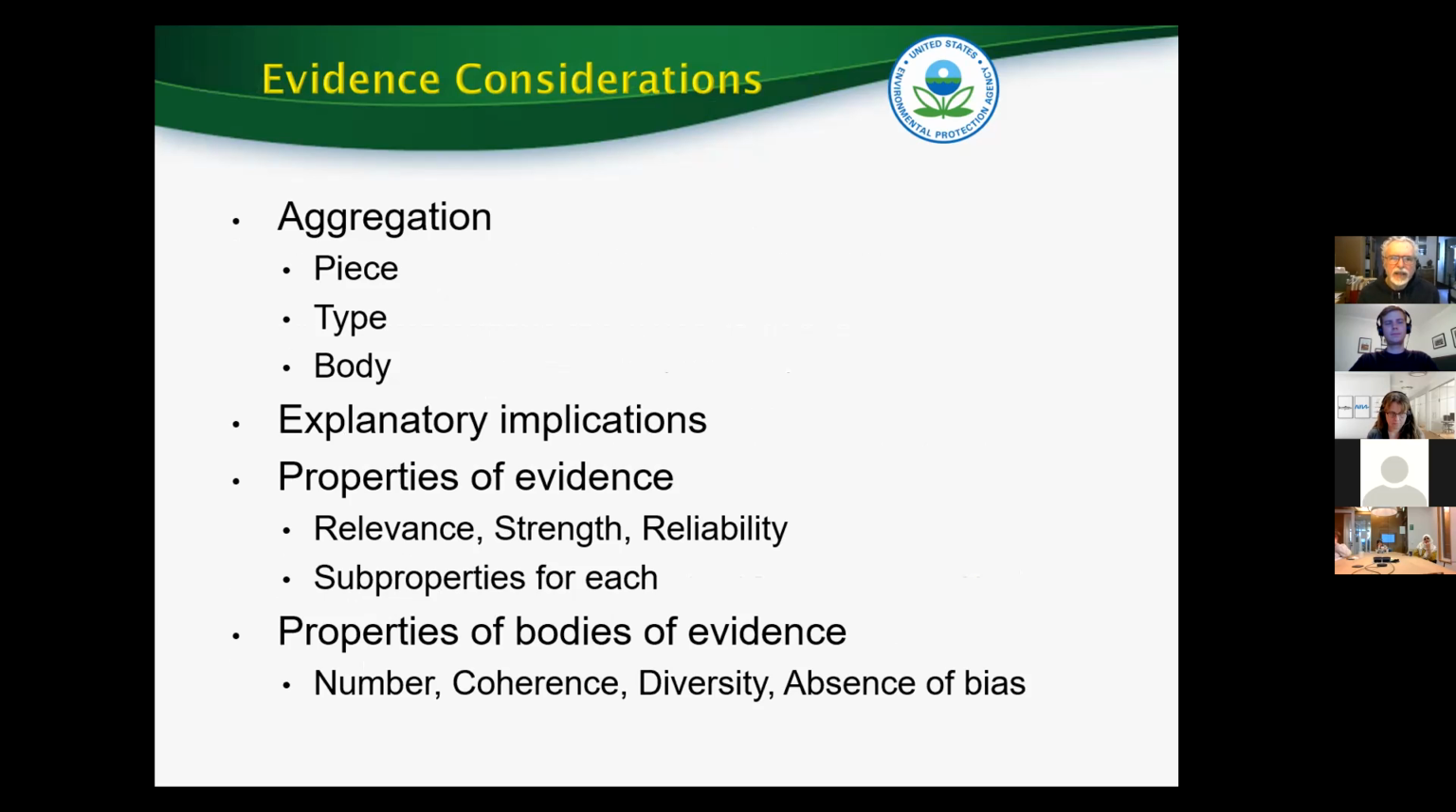The first is how aggregated is the evidence. The minimum unit is a piece of evidence. You can aggregate the pieces of evidence within a type of evidence, like acute lethality tests or a stream invertebrate survey or whatever sort of evidence you have. And then there's the body of evidence, which is all of the evidence that relates to a particular hypothesis. And then information isn't evidence unless it has some explanatory implications for the hypothesis. Otherwise, it just remains interesting information. It's not evidence. And so we need explanatory implications for every type of evidence.